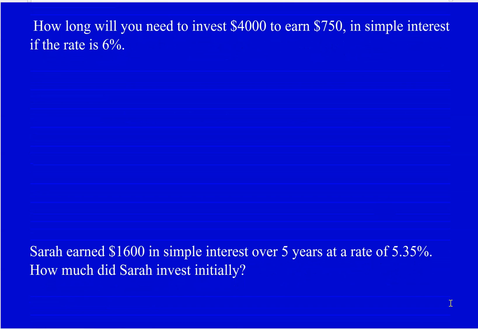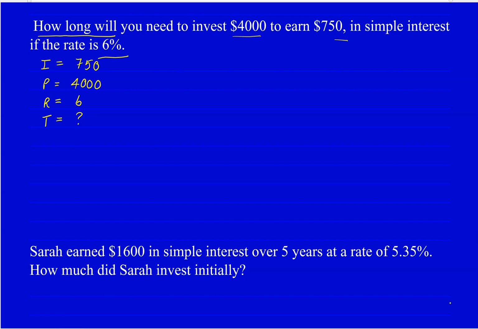How long will you need? Again, we're looking at how long, so we're finding time. So again, I'm going to write I, P, R, T. We're finding the time, which means I should have all the other bits of information. 6%, that's a no-brainer. Pop that in there. Now, how long will you need to invest $4,000? That's the original amount that you're investing, which makes that our principal, to earn $750. That's our $750 in simple interest.